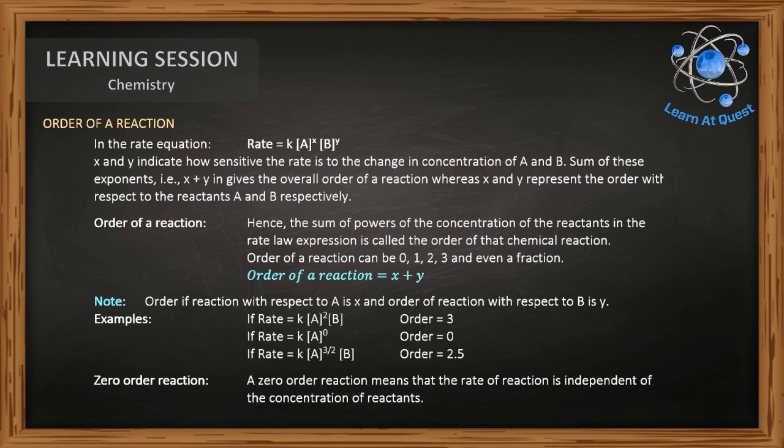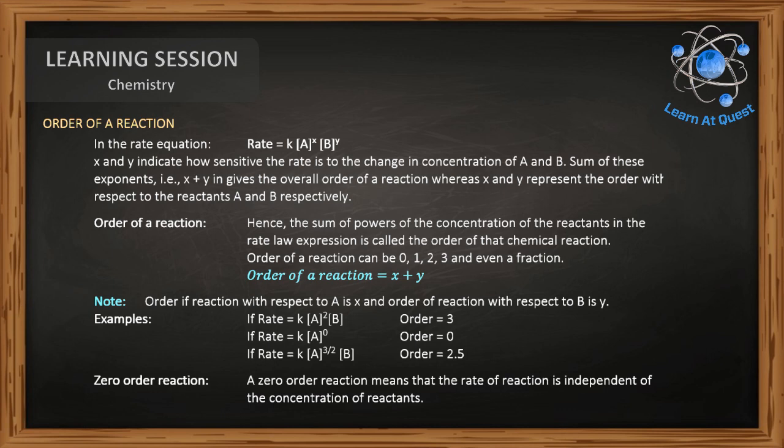Note that the order of the reaction with respect to the reactant A is x and the order of the reaction with respect to the reactant B is said to be y, and the order of the overall reaction is x plus y. Let us look at a few examples and look at the expressions of the rate of a reaction and estimate its order.